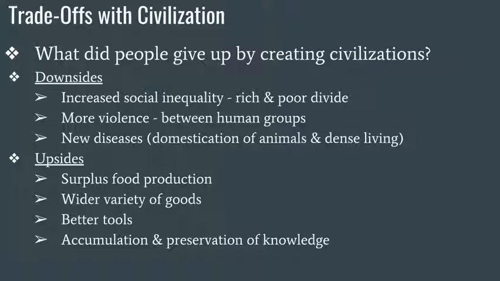It even gets more dramatic when you have standing armies and conquerors and war chiefs. More violence, conflict over land. If land is the most valuable thing in civilization, human groups are going to fight over it.